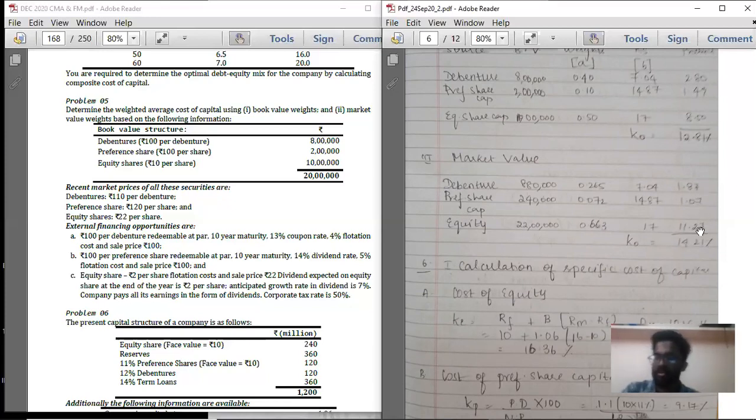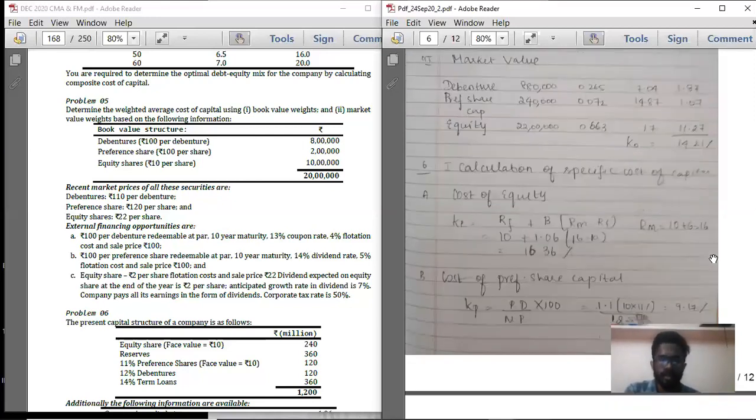Now total it. 1.87 plus 1.07 plus 11.27. You are getting 14.21. So total of the product column is 14.21. That is KO, the overall cost of capital, 14.21% under market value weights. So we have found the cost of equity, cost of debt, and cost of preference share capital. Using all those, you have found the overall cost of capital under book value weights and under market value weights. So that is problem number 5.